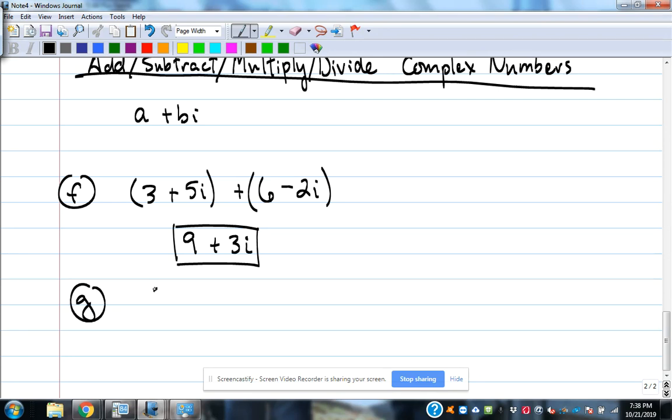Okay. Let's do a subtraction problem. 3 plus 5i minus 6 minus 2i. So if I'm subtracting two complex numbers, 3 minus 6, it's negative 3. 5i minus negative 2i would be 5i plus 2i, which would be plus 7i.